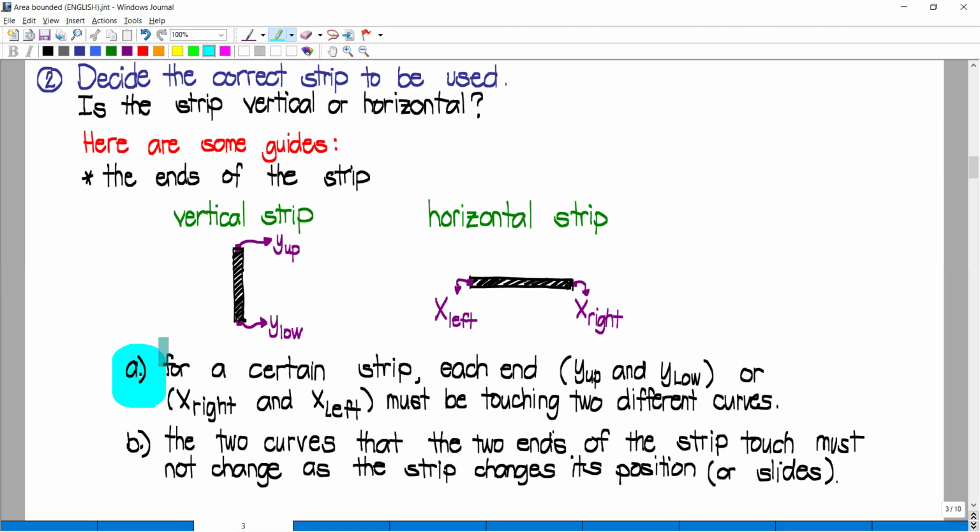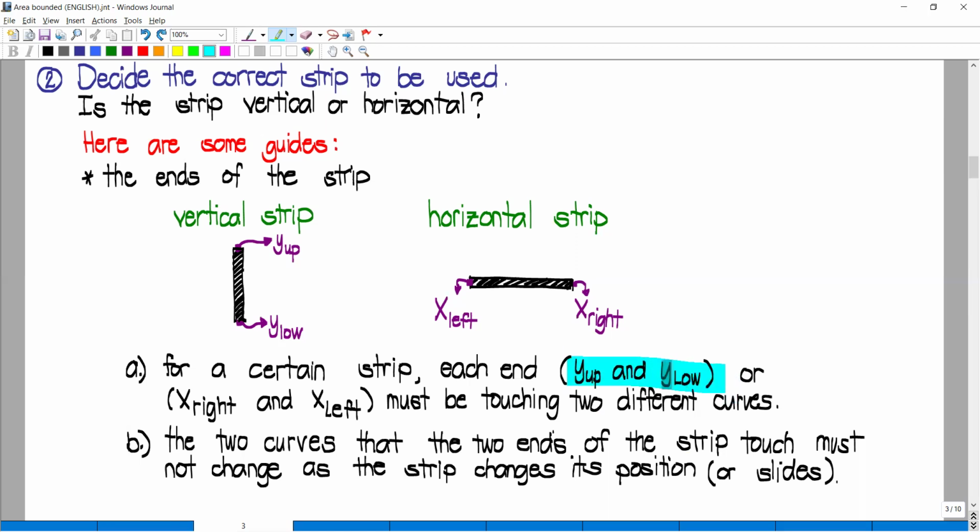For letter A, for a certain strip, each end, so what are those ends? If we use a vertical strip, the two ends are y up and y low. And if we use a horizontal strip, the two ends are x right and x left. Now it is being said that each of the ends of that certain strip must be touching two different curves.